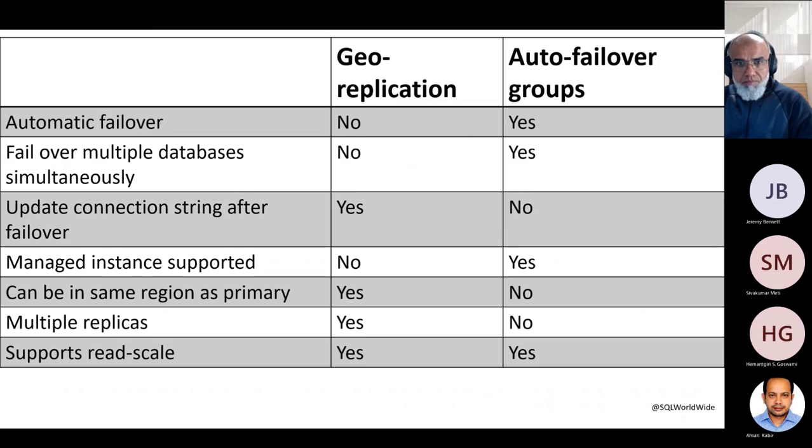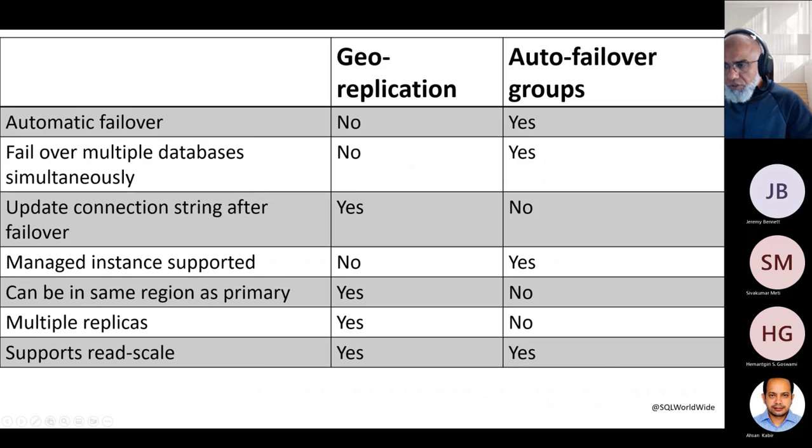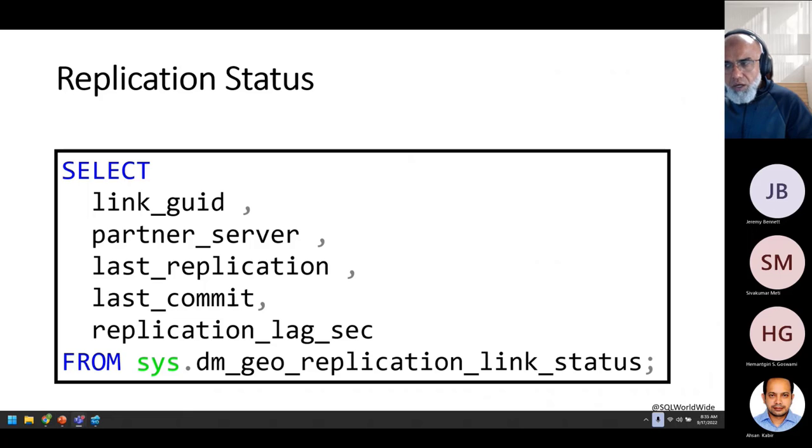This is a chart that I created just so you know the difference between geo-replication and auto failover groups, what you get, what you don't get, just to give you a better idea. I'm not going to read this. This is mostly for your reference. I get this question all the time: how do I check my replication status? This is a query that I copied from Microsoft documentation. There's nothing fancy. That gives you your latency.